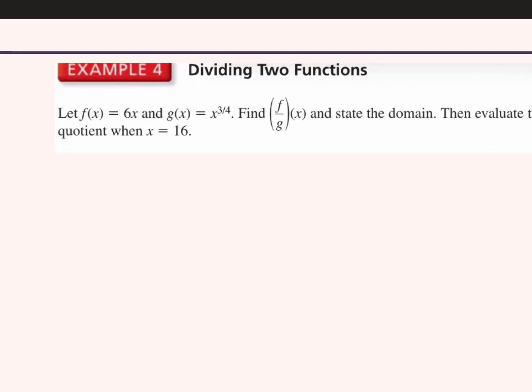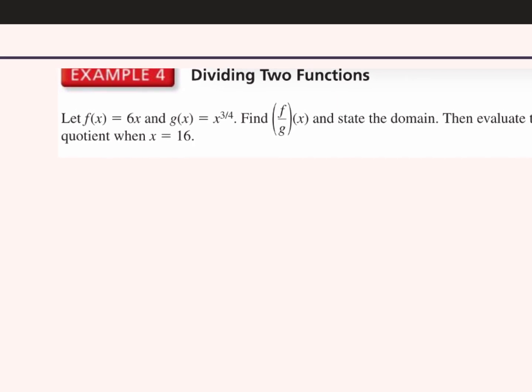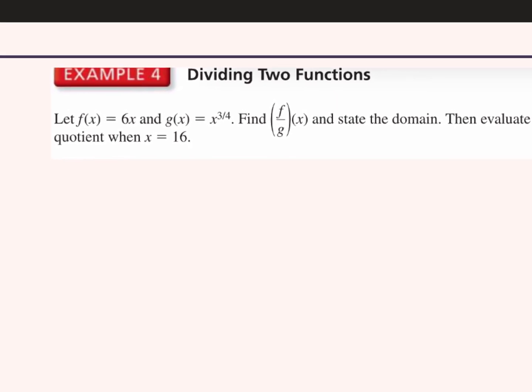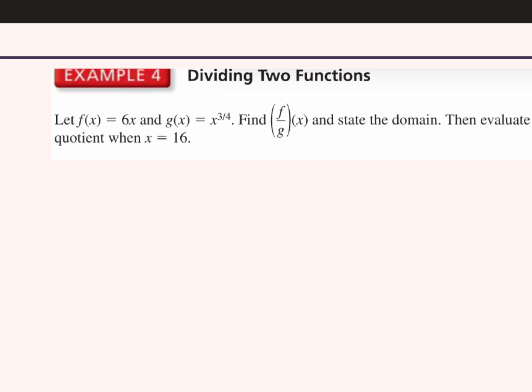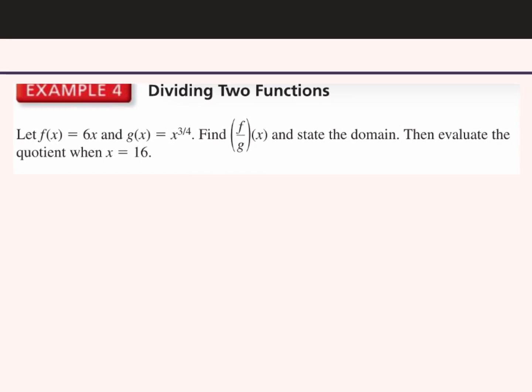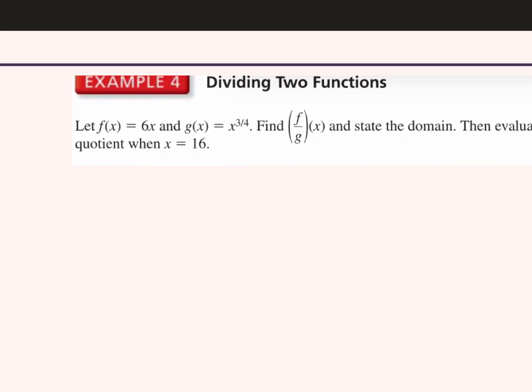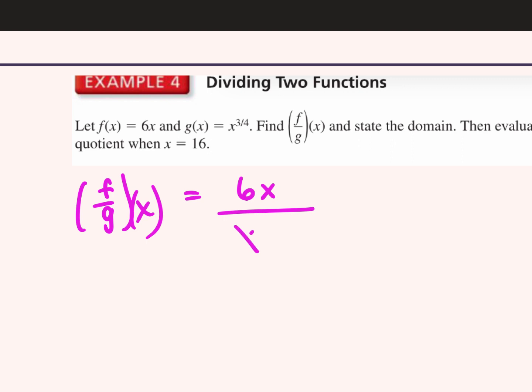All right, now we look at this, we're like, oh, now we have to divide, right? What can a denominator never, ever, ever, ever be? 0, right? You're going to have a domain restriction when you're doing this. So you're going to take your f function and divide it by the g and leave it in terms of x. That's what we're going to do first. So my f function is 6x divided by the g function, which is x to the 3/4 power.